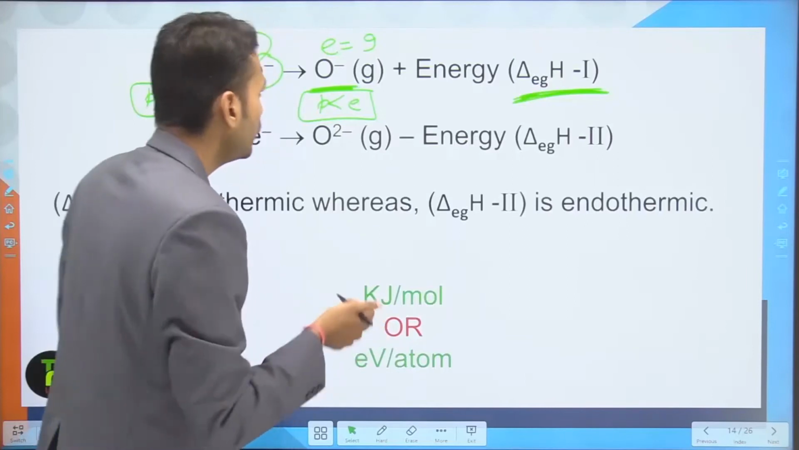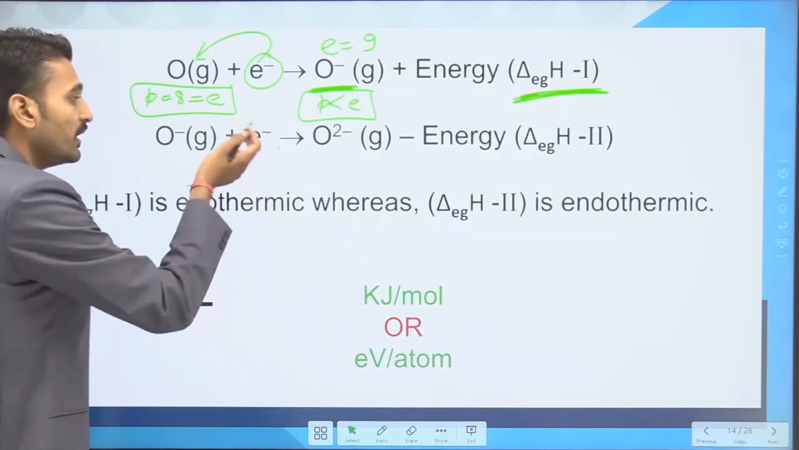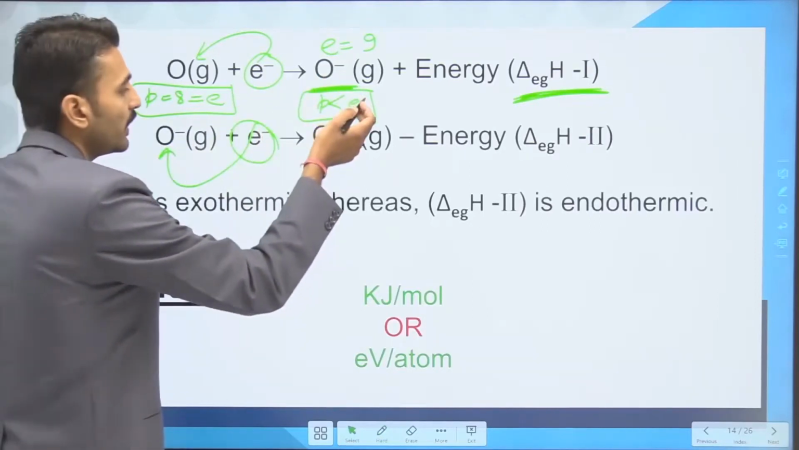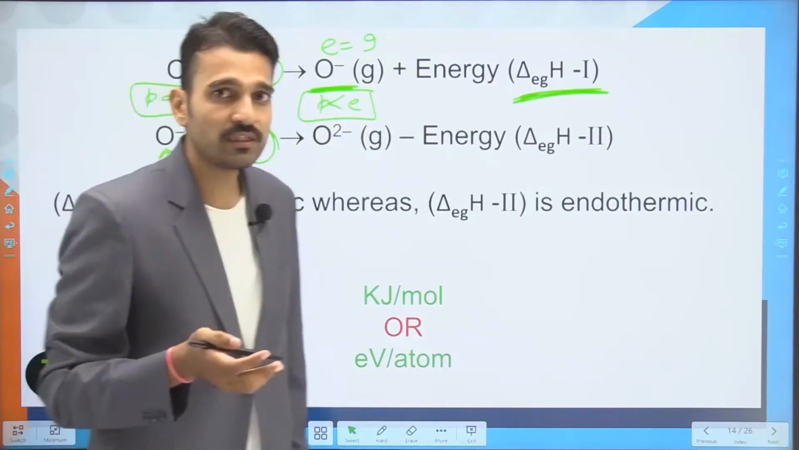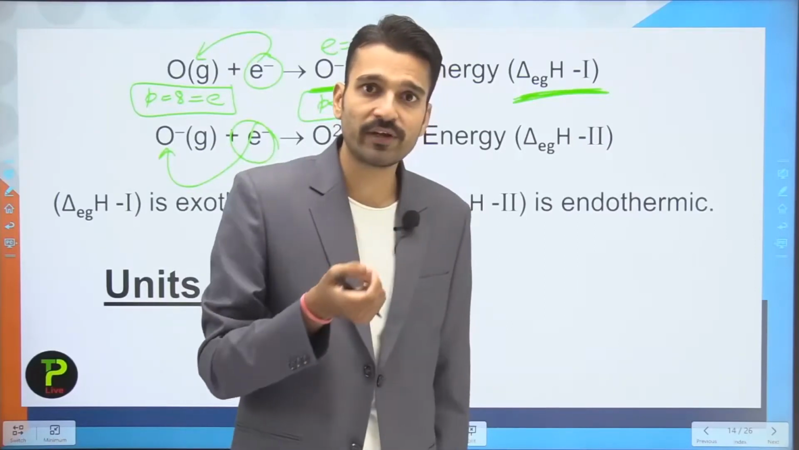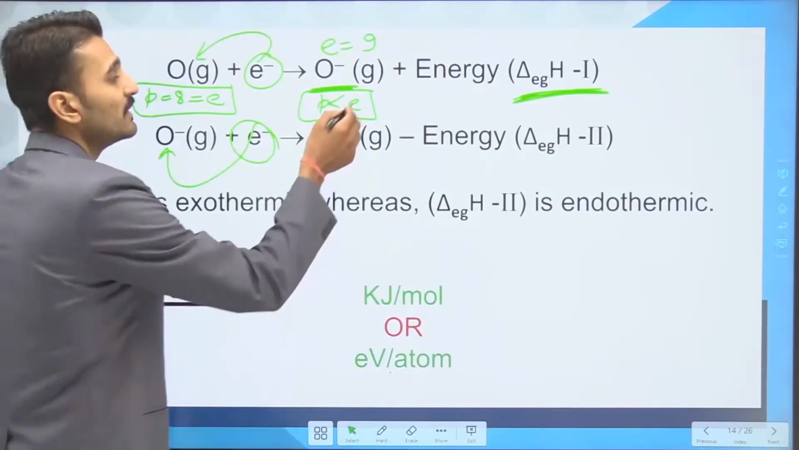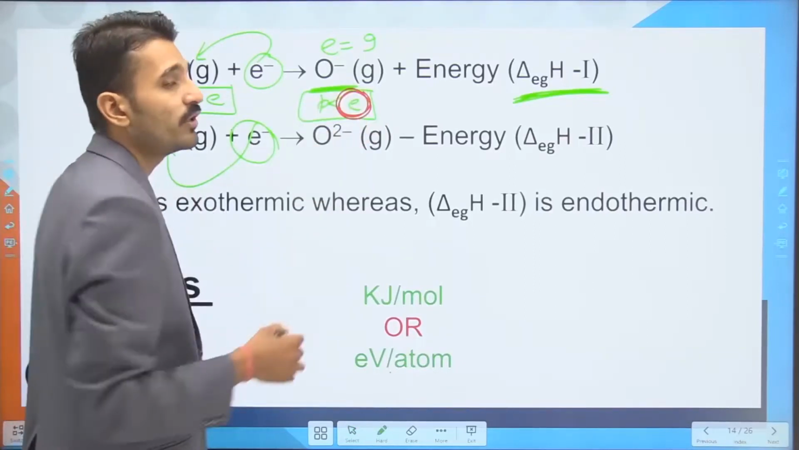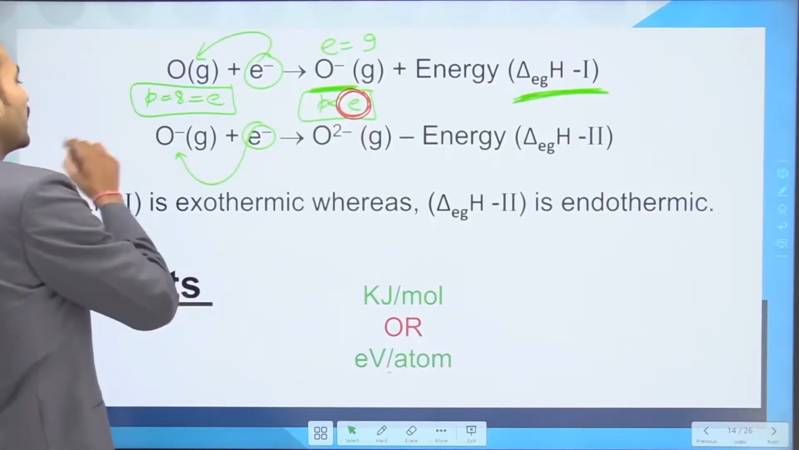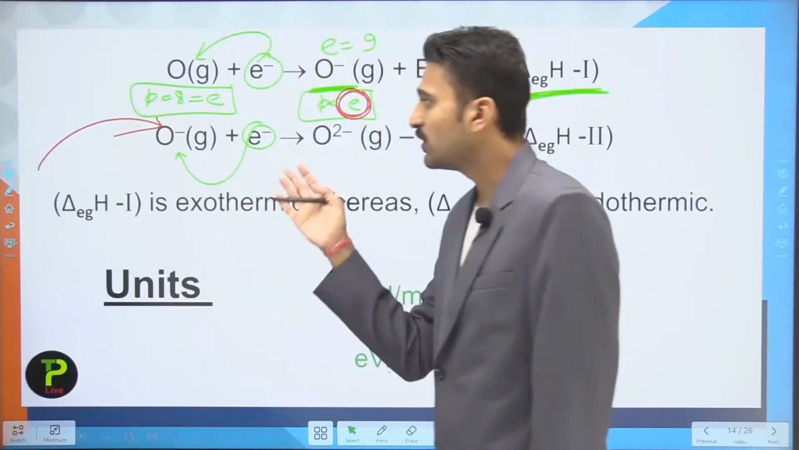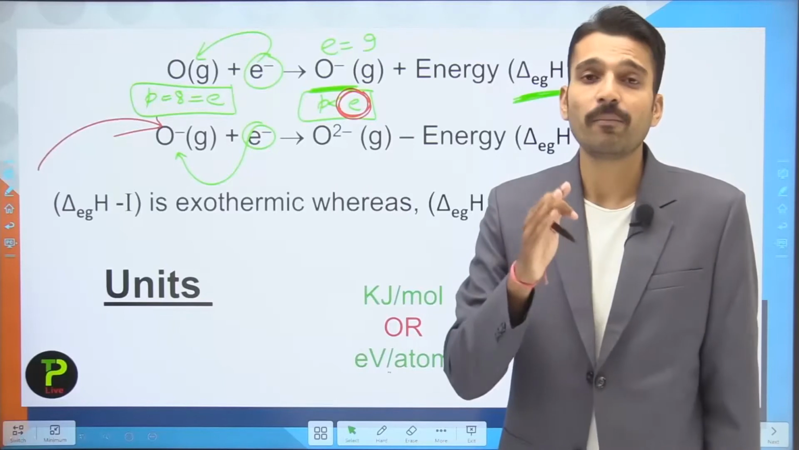So what happens when we give one more electron to this particular anion? Would it give the same amount of energy, or will it release any energy? Let us see. When we give one more electron, there is a lot of repulsion between the electrons. What happens when an incoming electron comes to O minus? The electrons present in the shells repel that electron.